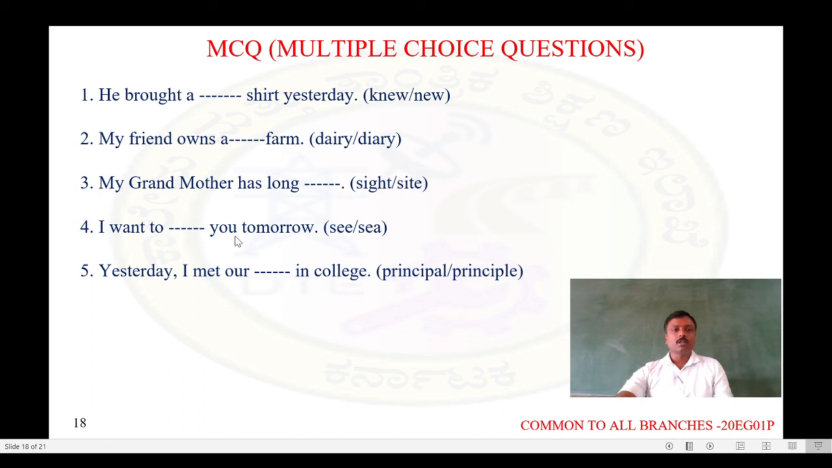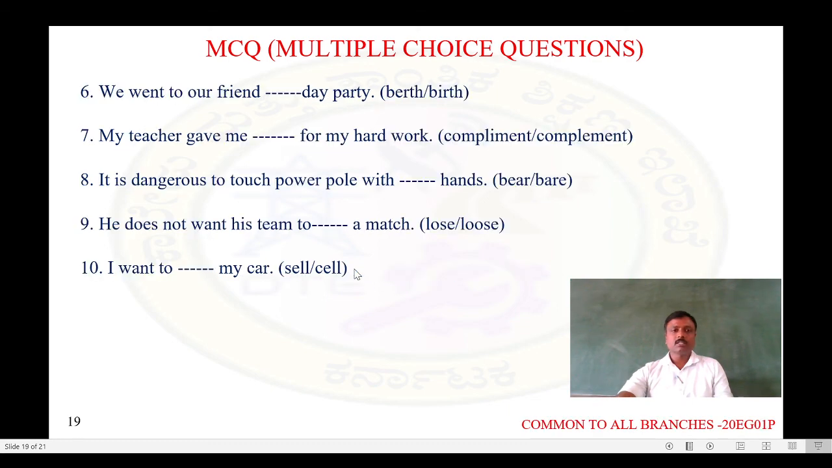I want to dash you tomorrow. S-E-E or S-E-A. Here S-E-E, see, is the right answer. I want to see you tomorrow. Yesterday I met a dash in college. Principal or principle. Here P-R-I-N-C-I-P-A-L, principal, is the right one. So let's see some more multiple choice questions. We went to our friend's dash day party. B-A-R-T-H or B-I-R-T-H. Here B-I-R-T-H, birth, is the right answer.